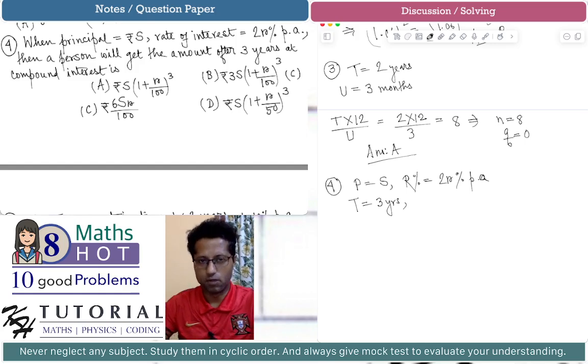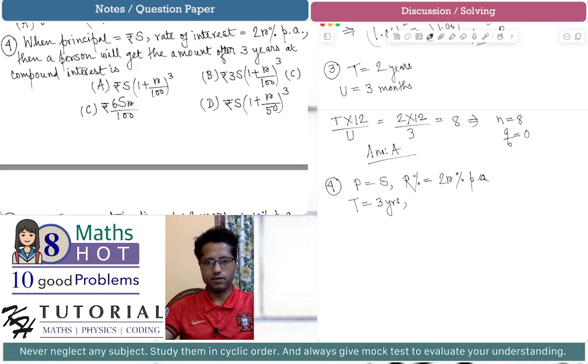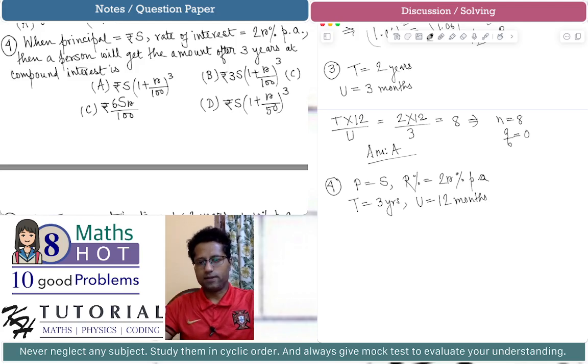Now, the problem is only saying that the interest will be calculated at compound interest. It is not saying whether it is compounded annually or half yearly or quarterly. So, if it is not mentioned how the interest is compounded, then by default we take it as compounding annually, which means that u is equal to 12 months. Now, as we know, to find the amount we also need the value of small n and a by b, which comes from t and u.